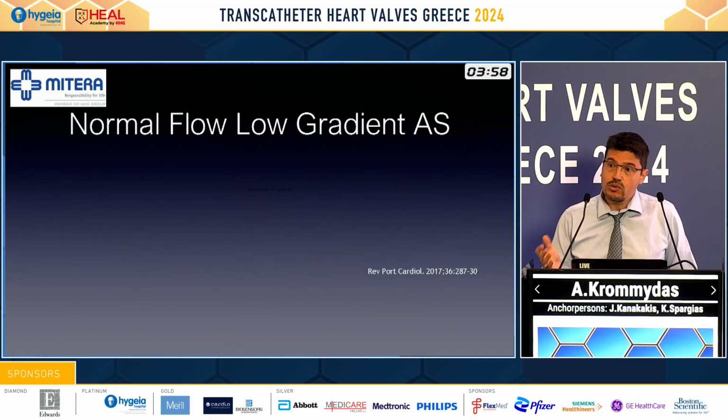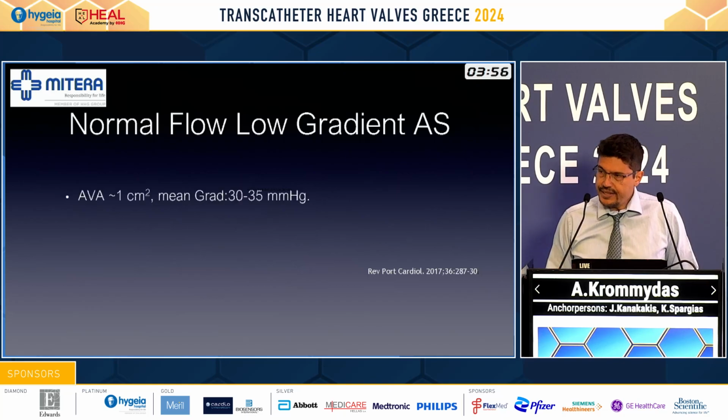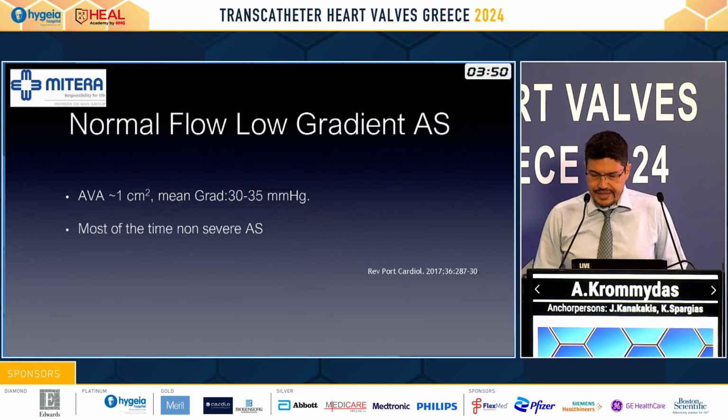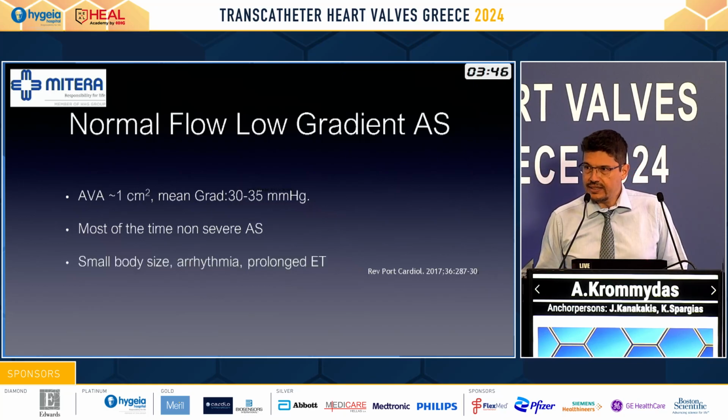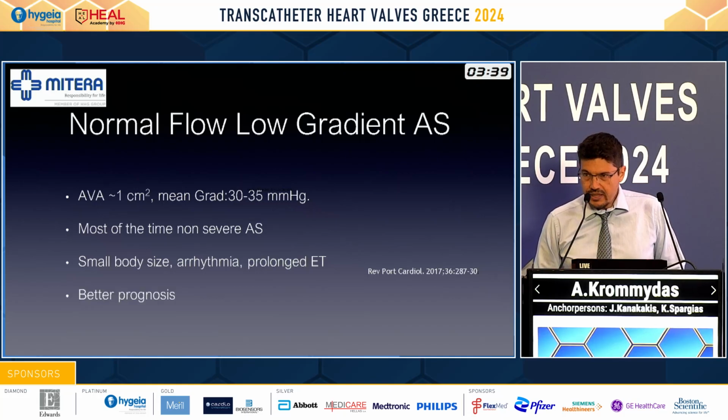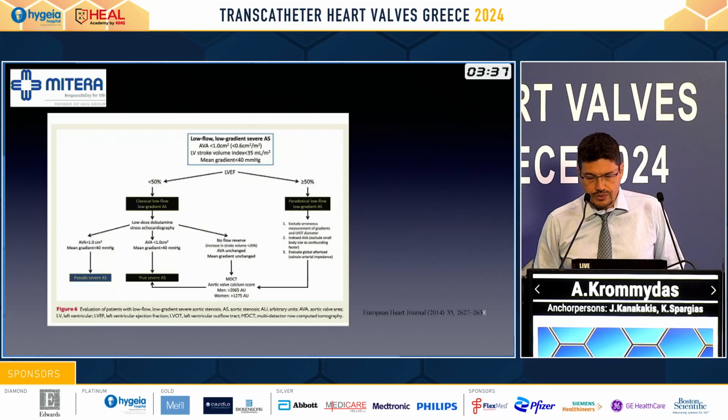Another scenario is a normal flow low grade in AS, generally concerning patients with an area around 1 centimeter and mid-gradients like 30 to 35. Most of the times it's a non-severe AS, and it actually concerns patients with small body size, arrhythmia, or prolonged ejection time, and generally speaking has better prognosis. And again, this is summarized on this slide.